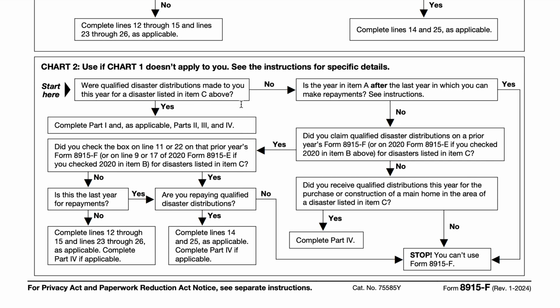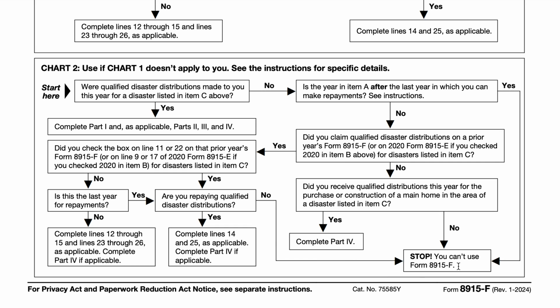Let's start with: were qualified disaster distributions made to you for a disaster listed in item C above? Yes. So in this case, we're going to complete part 1 and then, as applicable, parts 2, 3, and 4. However, do pay attention to the lines in this flow chart because in certain scenarios, you'll find that you only need to complete certain parts of the form, or more importantly, you might find out that you can't use this form at all. So be careful when you go through the flow chart.